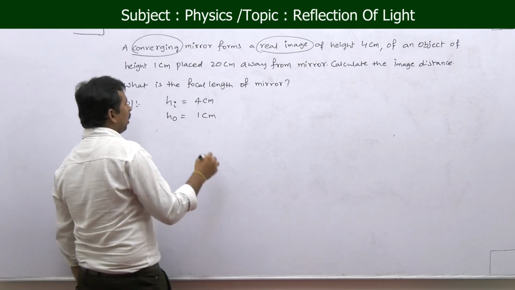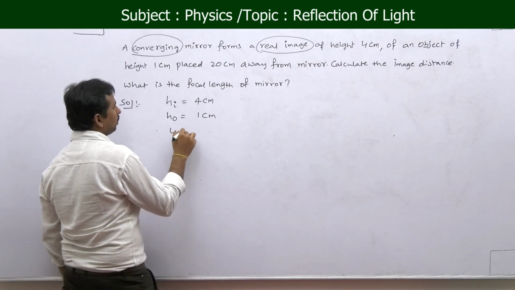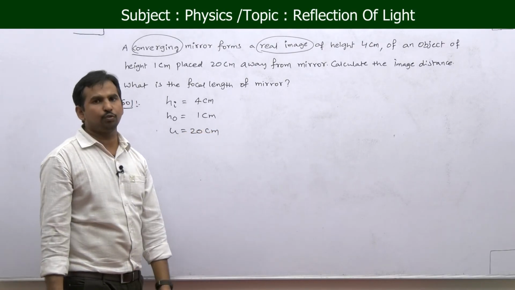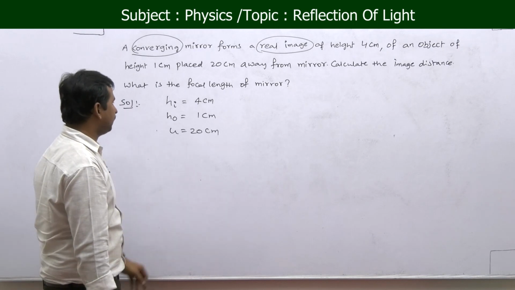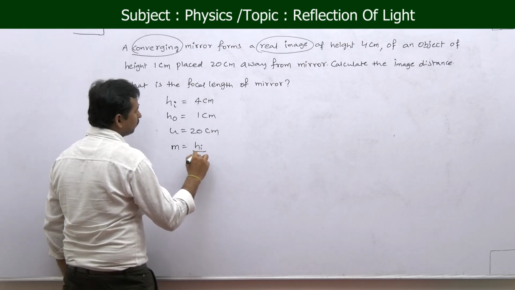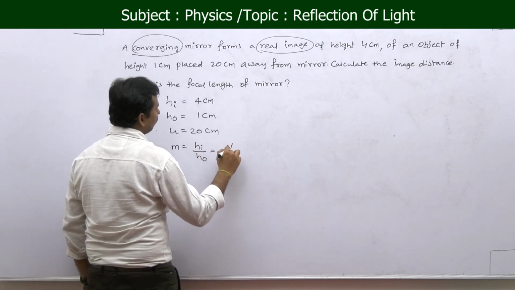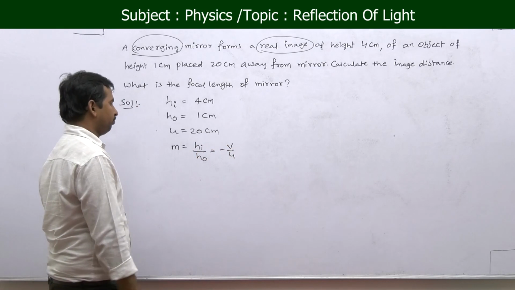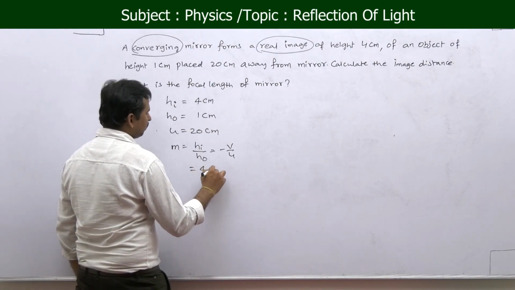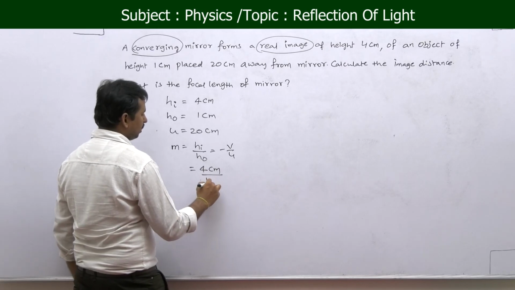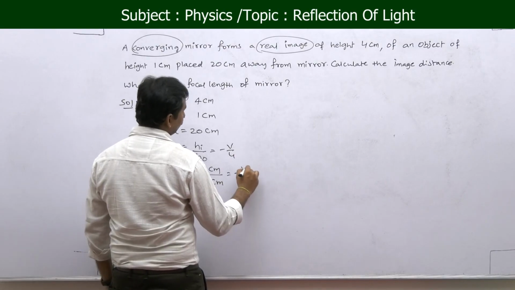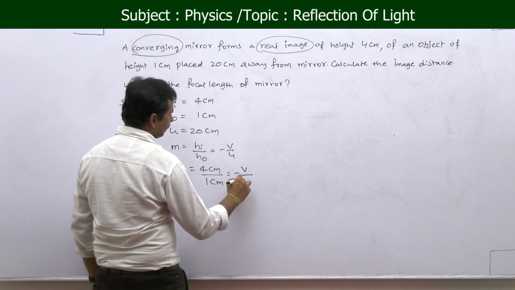Okay, then object distance is also given, which is equal to 20 centimeters, and we don't know anything about the image distance and the focal length. Then how to find that? As we know, magnification factor m is equal to height of the image by height of object, which is equal to minus v by u. Then height of the image is 4 centimeters, and height of object is 1 centimeter, is equal to minus v by u, where v we don't know, whereas u value is given as 20 centimeters.